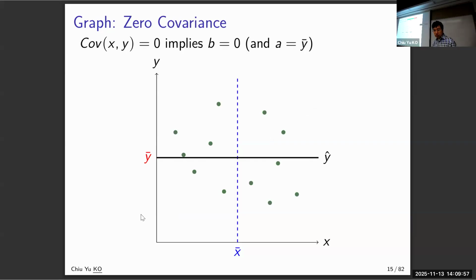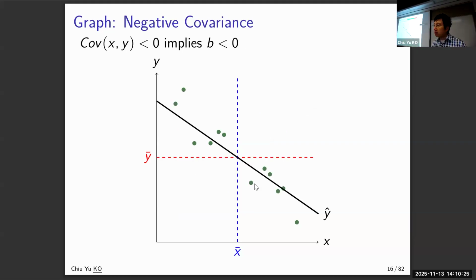And when covariance is 0, b is 0. Then the best guess is a horizontal line, because remember, covariance 0 means that they're unrelated. If they're unrelated, then you shouldn't use x to help you predict y. The best guess is just y bar, so the y hat will be the same as y bar. Exactly, that is the idea. And if your covariance is negative, of course your b will be negative, because they're negatively related. So everything is very natural.